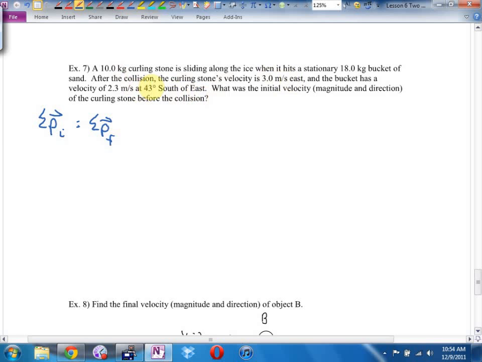But now I repeat, I work my way back through the same set of questions. Before the collision, what was moving, mass one, mass two, or both? The momentum of the stone initial. Wham! There's a collision. After the collision, what was moving, mass one, mass two, or both? Stuck together or separate? Inelastic. Momentum of the stone final plus momentum of the bucket final. Why? Because, Emily, this is not in a nice straight line.